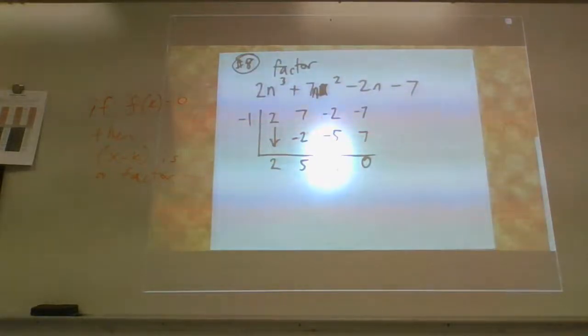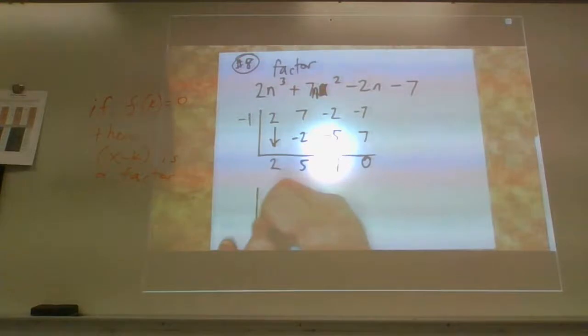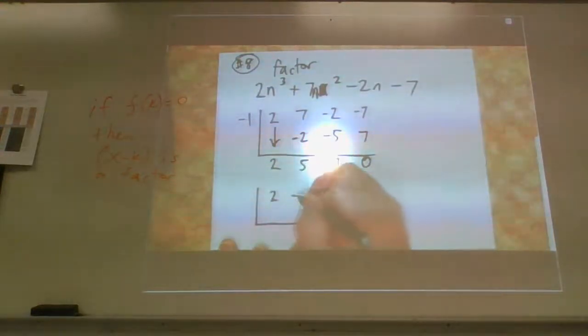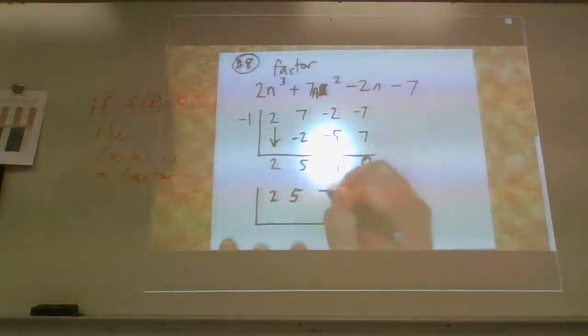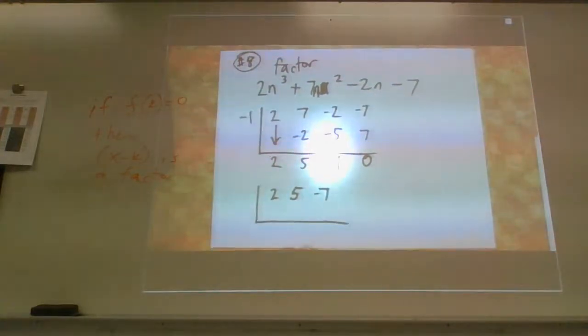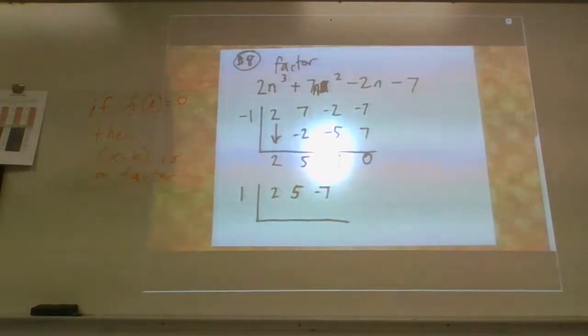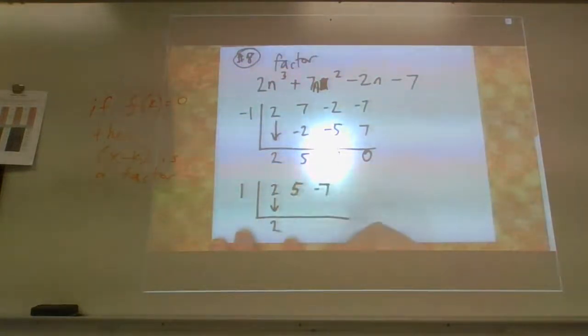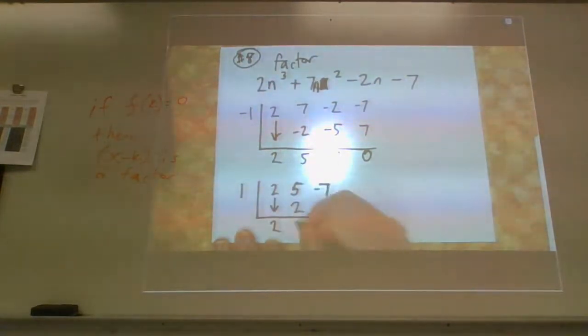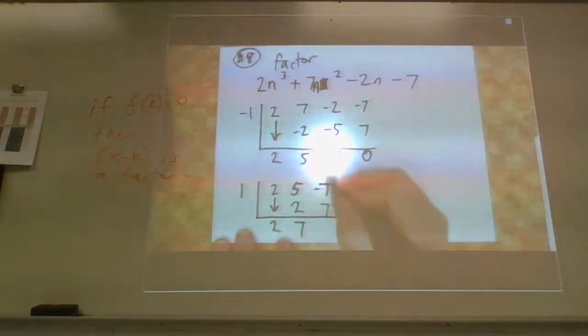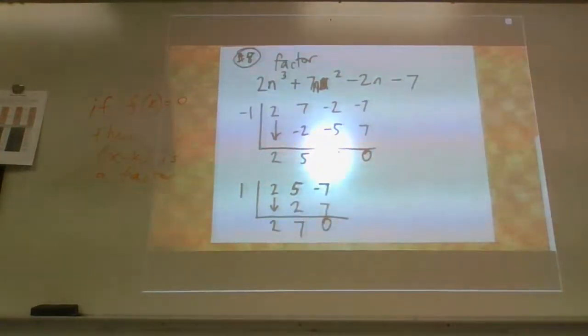But I'm going to use these numbers instead. And he told me to put a +1 in there this time because it looked like the graph was going through +1, and I believe it will. Let's see what happens. The 2 comes straight down, then you multiply, then you add, then you multiply, then you add. Huzzah, it worked!